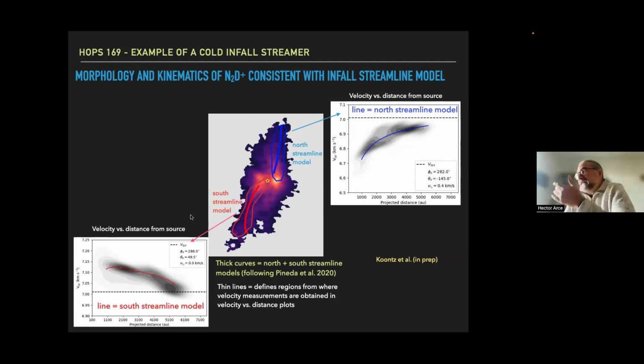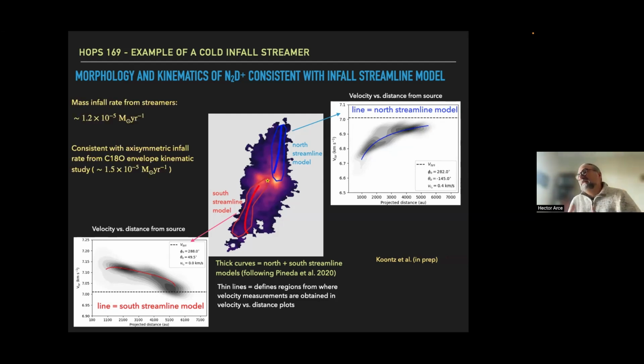If we assume that these in fact are streamers, infall streamers, then we can obtain a mass infall rate, which we estimate to be around 10^-5 solar masses per year. It's common to have those kinds of infall mass rates. But what's interesting is that this is the infall mass rate from the actual streamers.